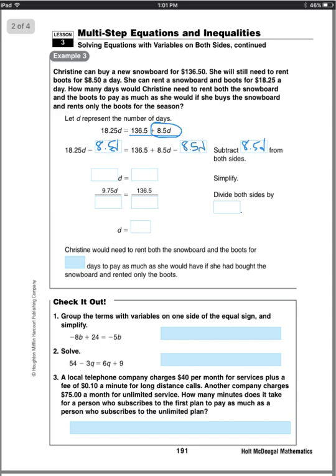Okay. These cancel, and when we take 18.25d minus 8.5d, we get 9.75d. Okay, and then we bring down the 136.5. Now we have a coefficient with a variable. So because we have a coefficient with a variable, we know we need to divide each side by the coefficient, which in this case is 9.75.